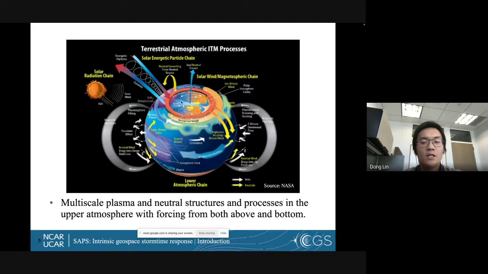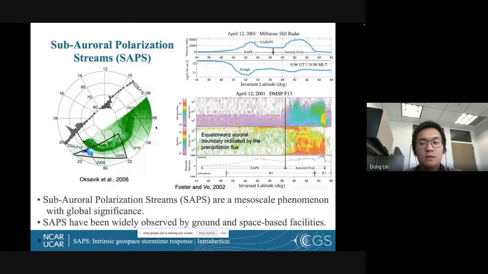So the broad range of the structures and the dynamics occurring in the IT requires us to have a systematic approach to deal with the interactions between the different geospace regions. So the so-called SAPS, subauroral polarization streams, is one of the most typical structures in the geospace. And it's particularly interesting because it's on the so-called mesoscale.